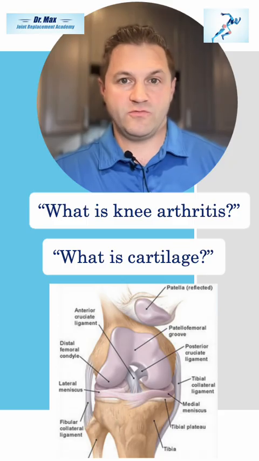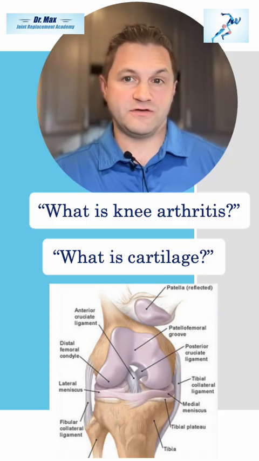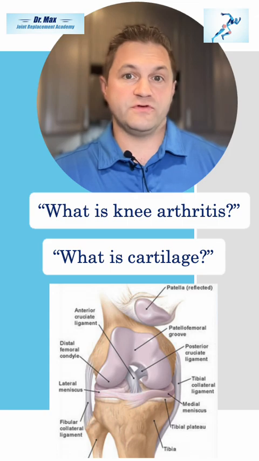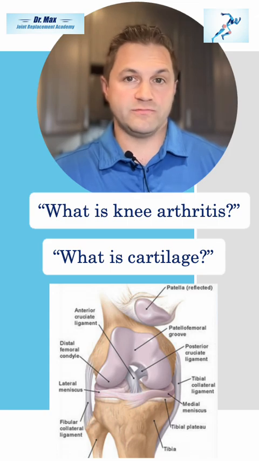In order to understand what arthritis is, we need to first understand cartilage. Cartilage is the protective coating on the mobile ends of bones. In other words, it pads the joints. This protective buffer allows friction-free, pain-free movement.